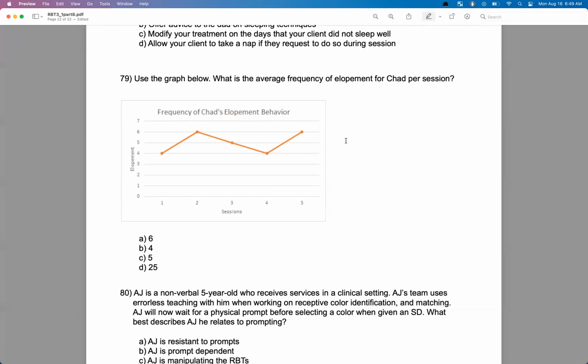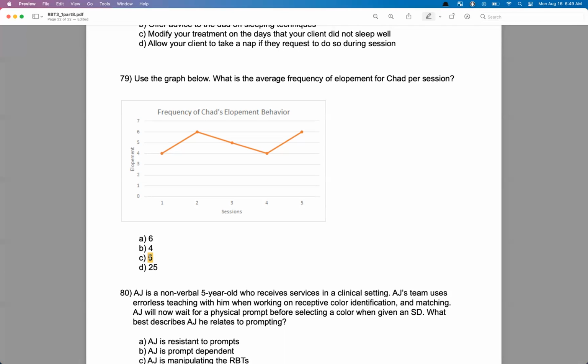instances of elopement. We want to know per session. We want to know the average. So let's divide them by our total number of sessions, which is 5. 25 divided by 5 gives us what? 6, 4, 5, or 25? Well, of course, it's 5, right?